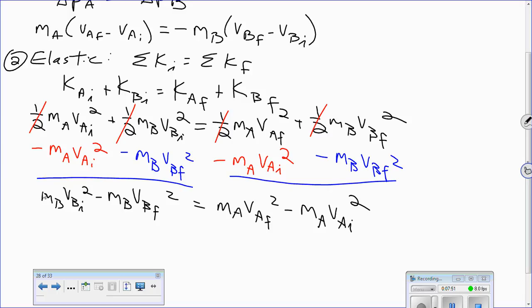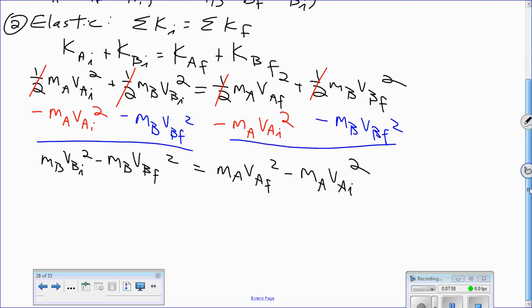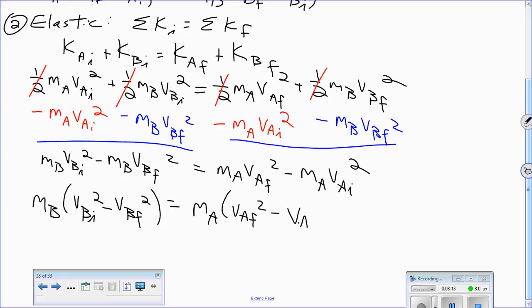All right, what can I do on the left side, you guys? Factor out the mass of B, right? So we get the mass of B times the velocity of B initial squared minus the velocity of B final squared. And on the other side, I have the mass of A times the velocity of A final squared minus the velocity of A initial squared. We're almost done.